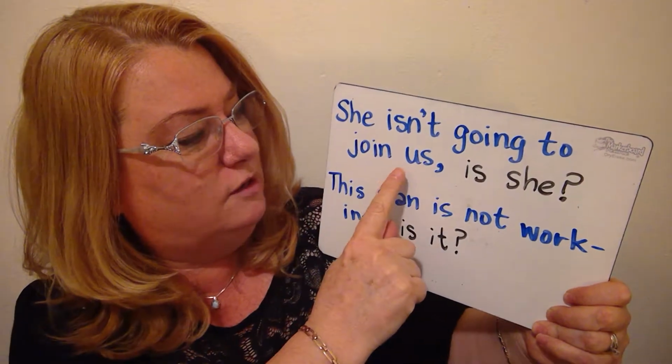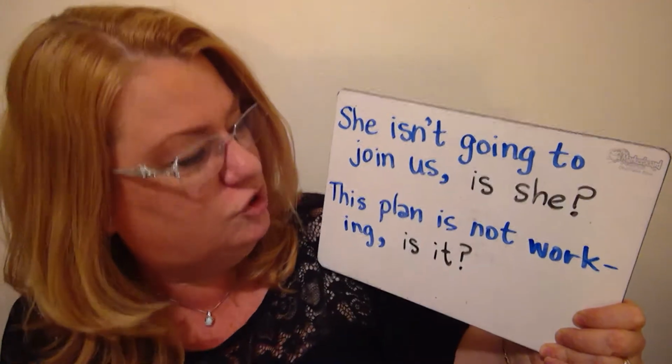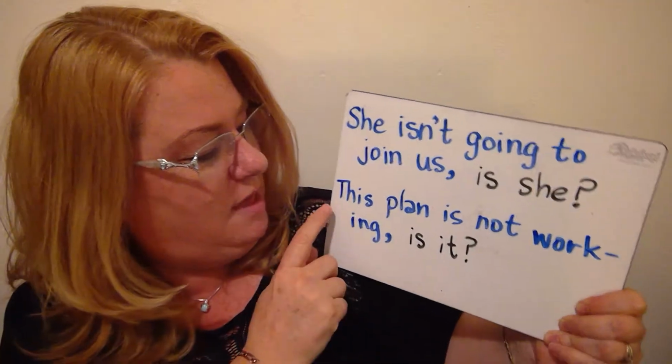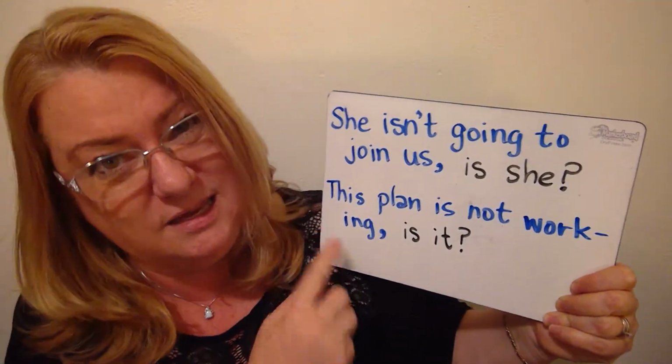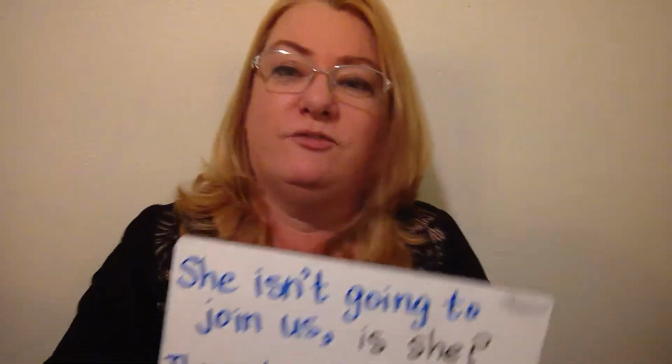She isn't going to join us, is she? This plan is not working, is it? So therefore you can see that definitely questions and question tags are a type of inversion for our sentences that we use all the time. So there's our first lesson on inversions.